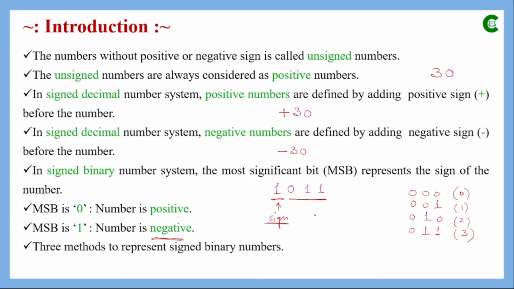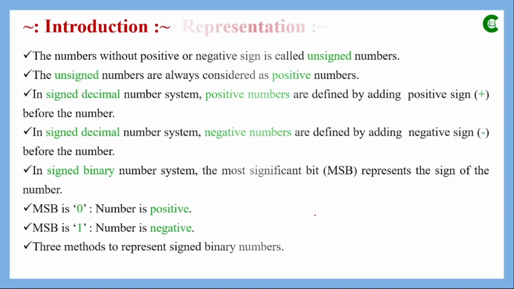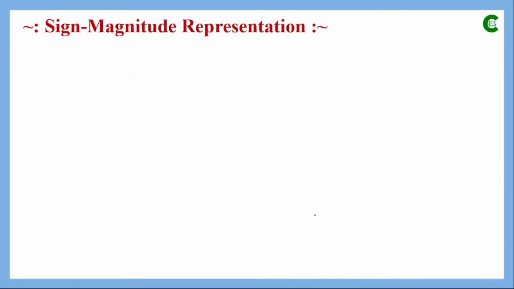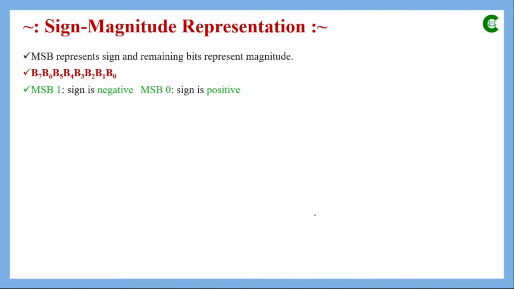Next we will learn the three methods of representation. In the binary number system, there are three methods or techniques to represent a signed binary number. The first method is sign magnitude representation. We will see next how we can represent a signed binary number using this technique. This method is easy, as I have just talked about. Here again, the MSB represents the sign and the remaining bits represent the magnitude of that binary number.